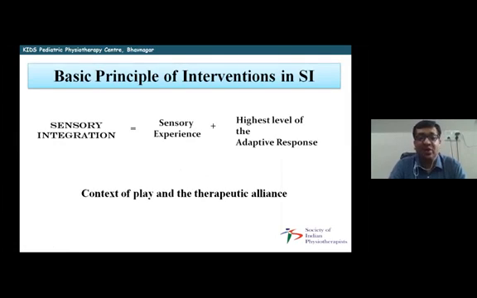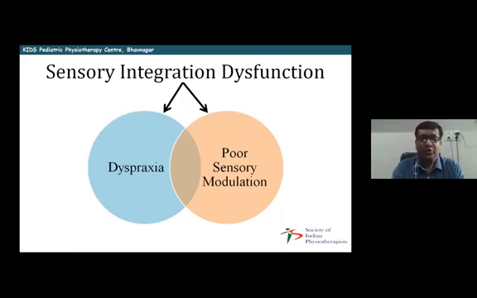So what is the basic principle of intervention in sensory integration? We are giving some sensory experience and we are getting the highest level of adaptive response, which is called sensory integration. And this we are doing in the context of play and therapeutic alliance. Now, I introduced what sensory integration is. Sensory integration is divided into two parts: sensory dyspraxia and poor sensory modulation. Both are correlated, because of poor sensory modulation, you might get problems in praxis. I am going to talk on sensory modulation, and my friend Manik Samnani is going to talk on praxis and dyspraxia.